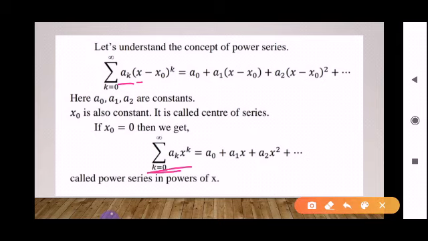Here if we expand this series again, for k equal to 0 we get x to the power 0, 1 into a0, then for k equal to 1, a1x, for k equal to 2, a2x square, plus so on. So we will get the series a0 plus a1x plus a2x square plus so on. This is called a power series in powers of x. This is related to power series.